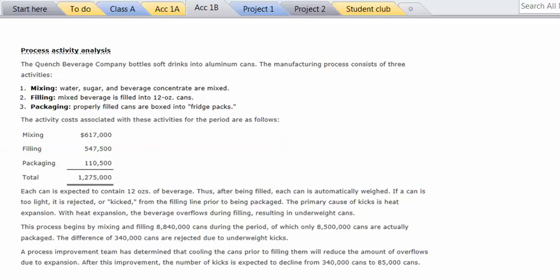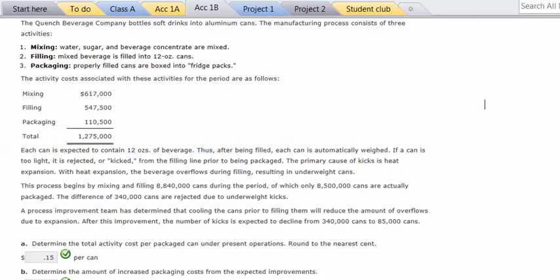With heat expansion, the beverage overflows during the filling, resulting in underweight cans. The process begins by mixing and filling 8,840,000 cans during the period, of which only 8,500,000 cans are actually packaged. The difference of 340,000 cans are rejected due to underweight kicks.